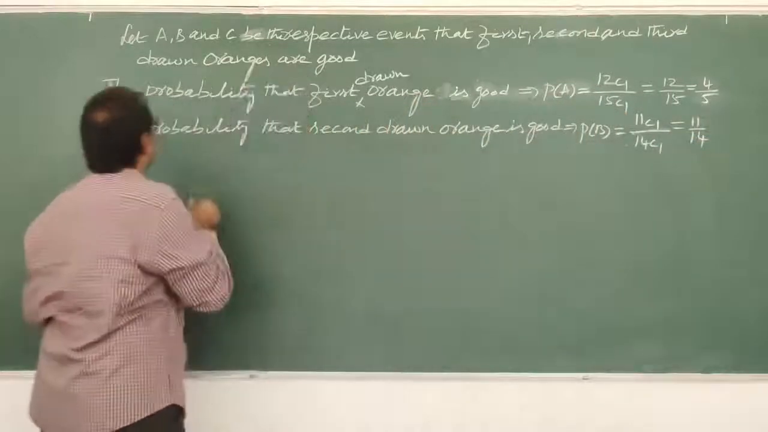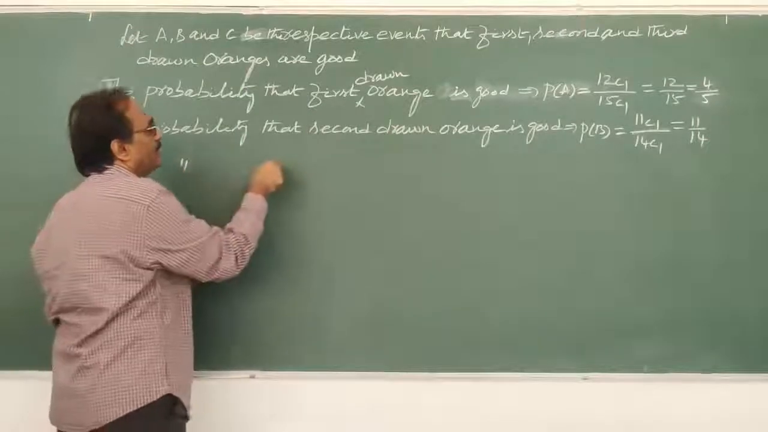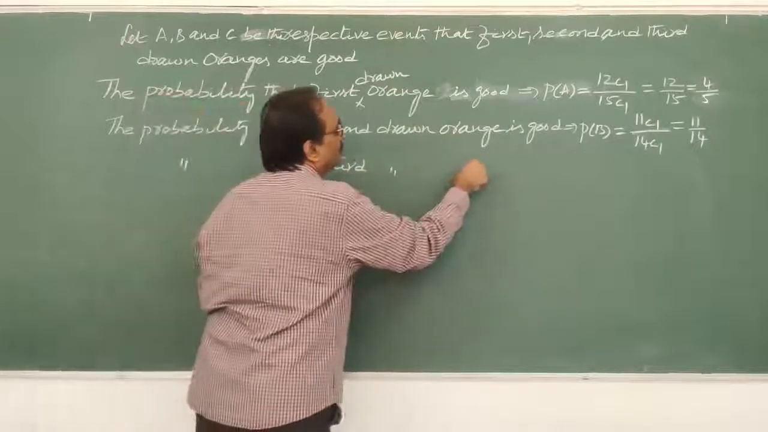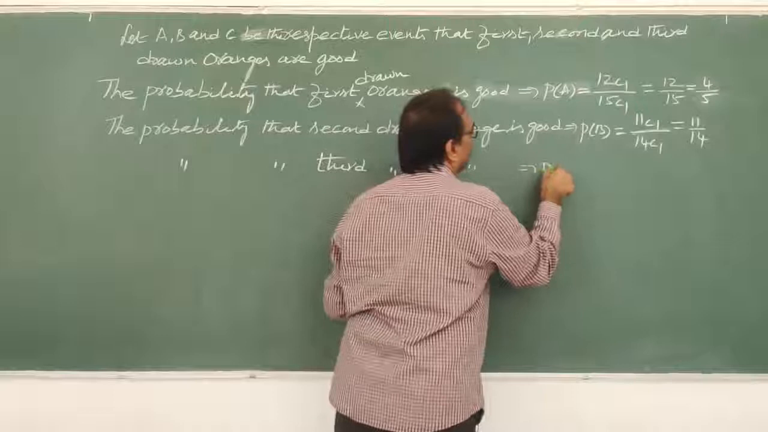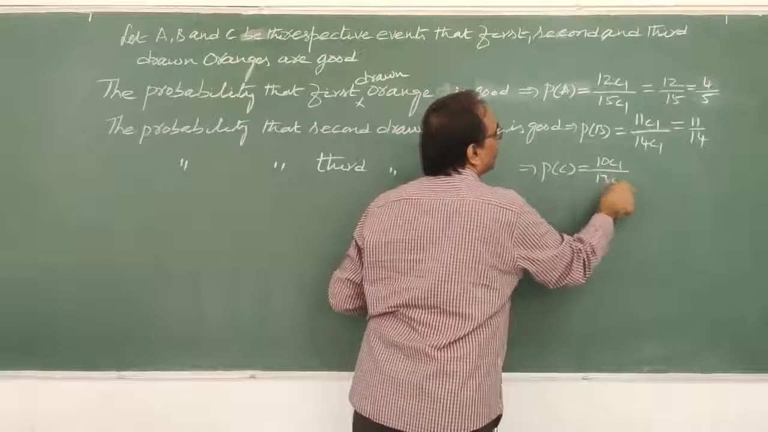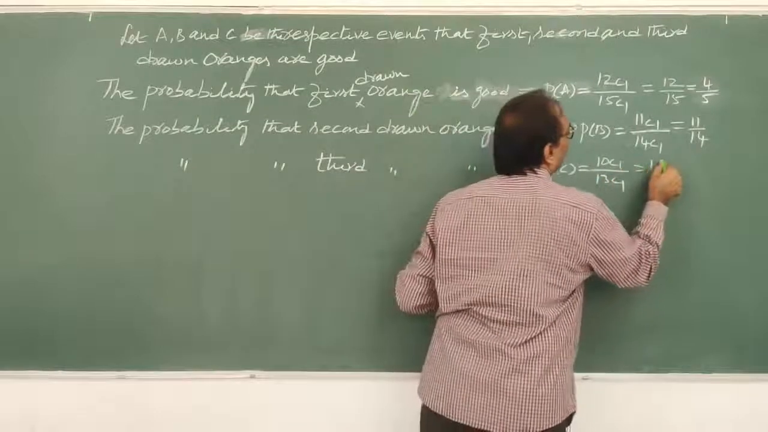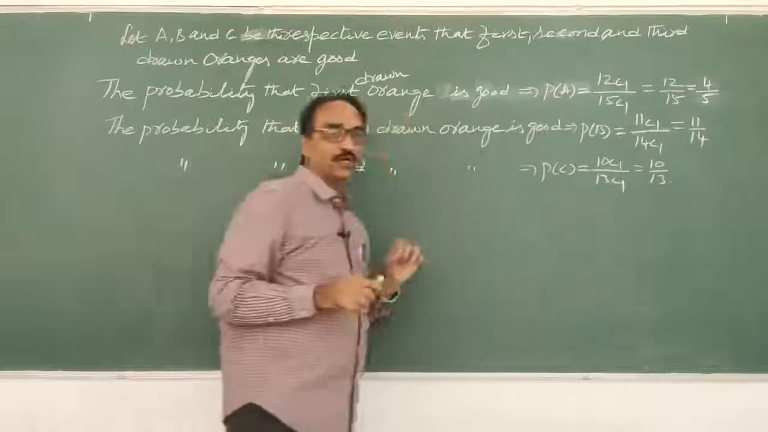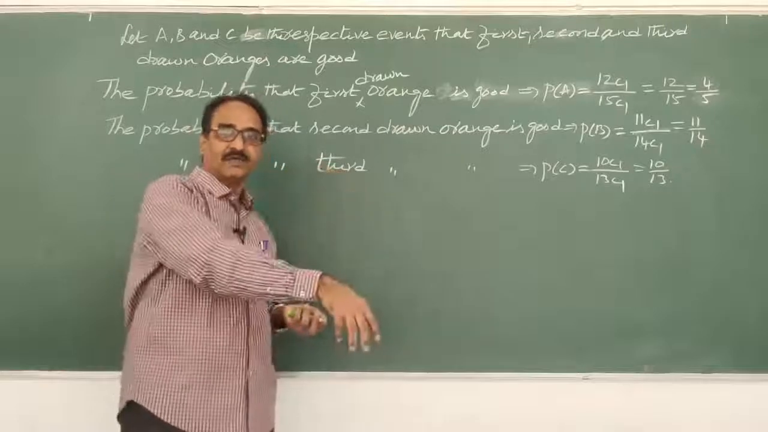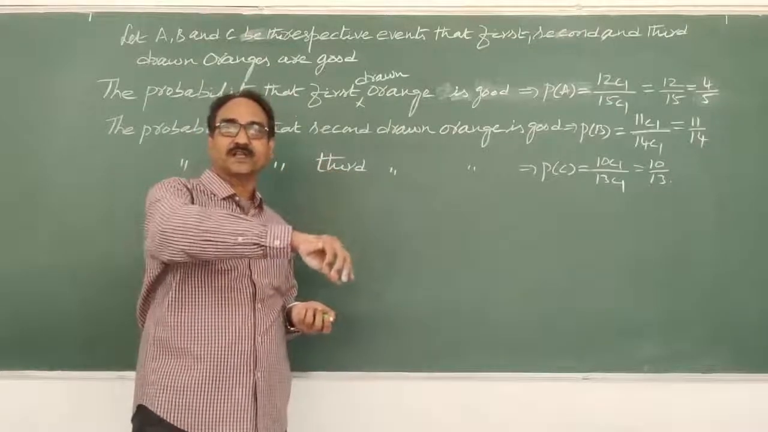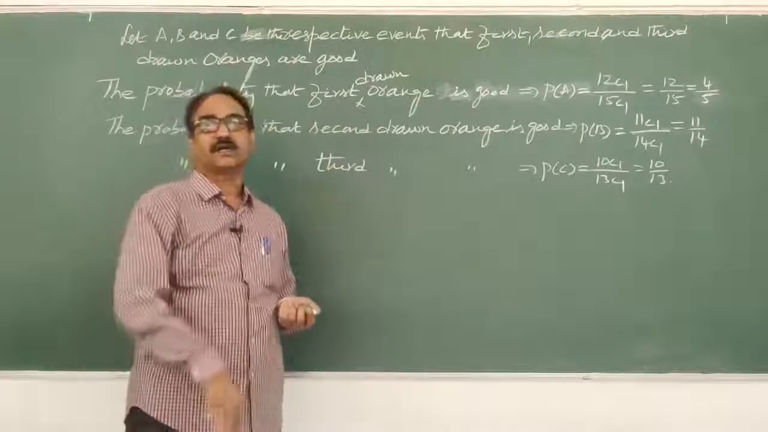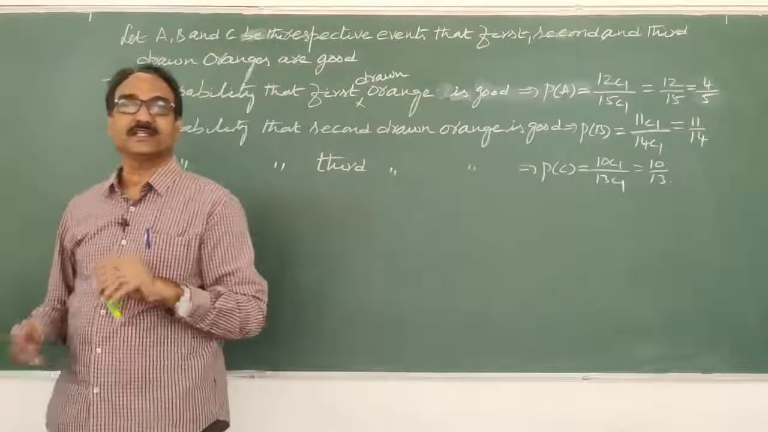In the similar way, the probability that the third drawn orange is good, this implies P of C. Third orange also good means 10 will be left out because it is not being kept back, 10 C1 by 13 C1, which is nothing but 10 by 13. So one event, what is the probability we are finding? First, if we draw, 12 by 15. Second we draw, because the orange is not replaced, therefore it is 11 by 14. Next, third one is 10 by 13. Like that, all good oranges only you have drawn.